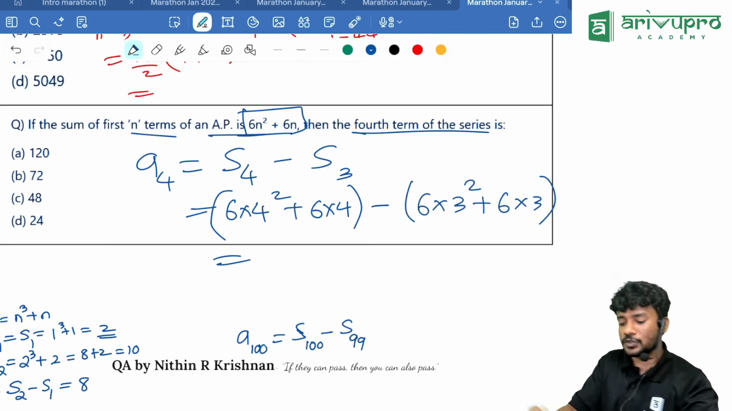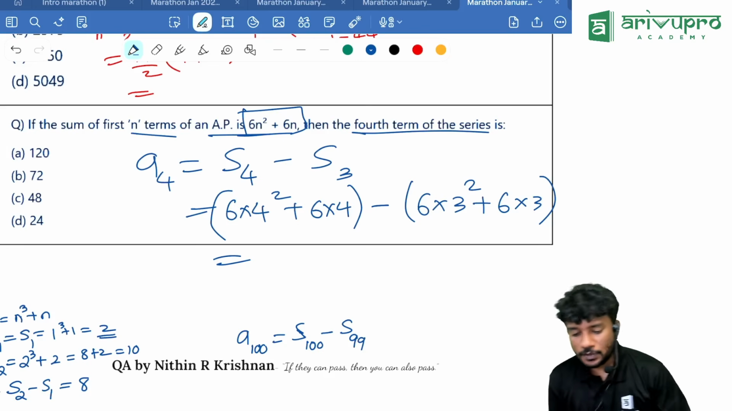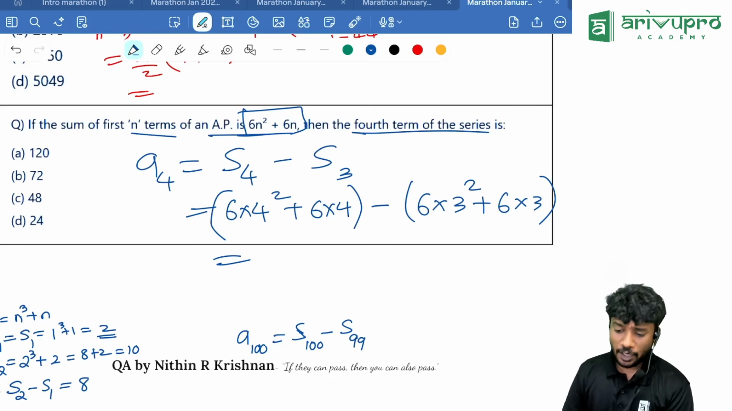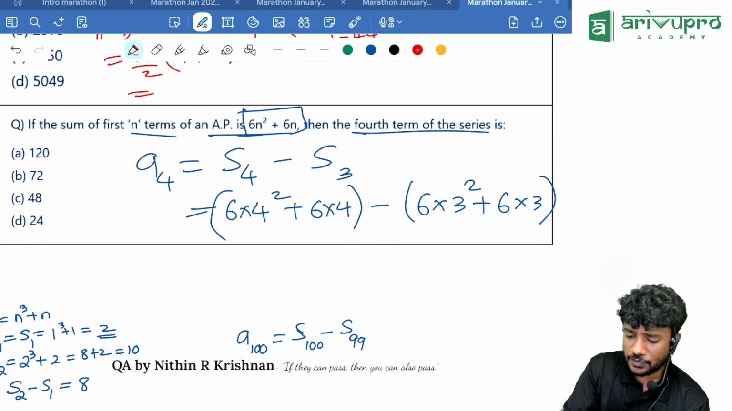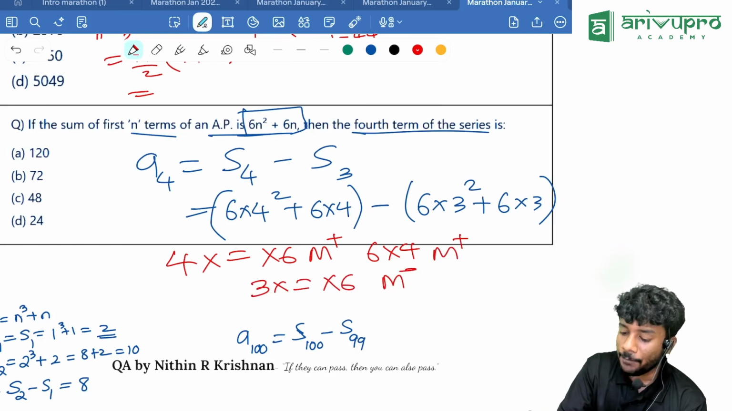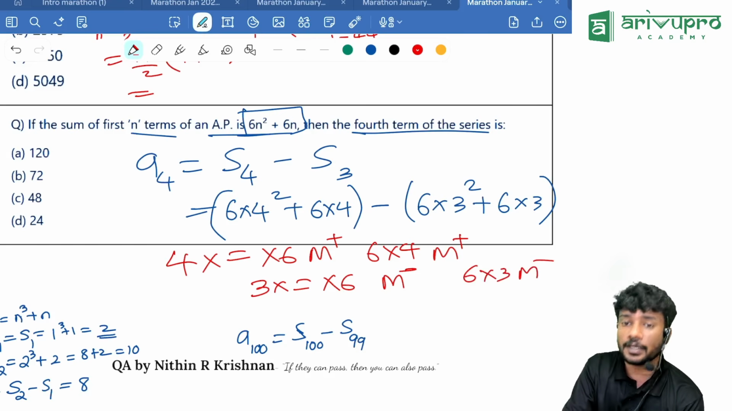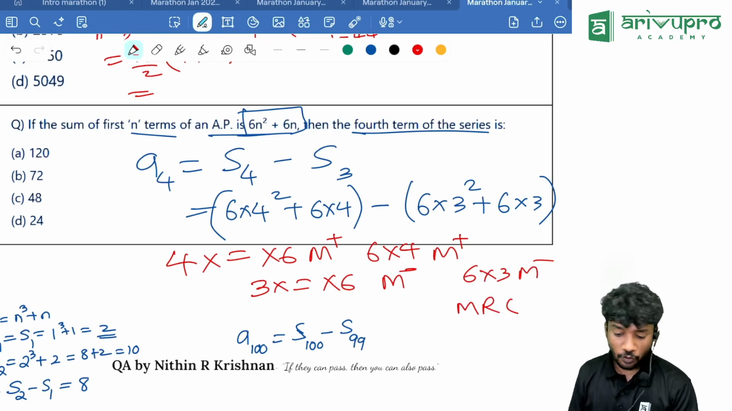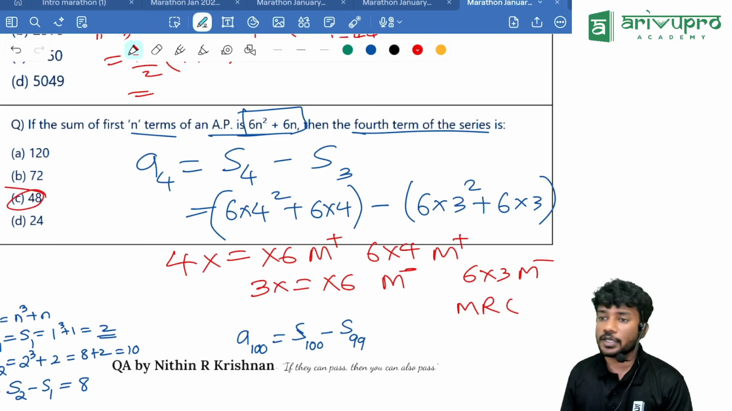Get me the answer. Use the calculator. Everyone got the answer? How will you use the calculator? First you will find 4 square, multiply it with 6, M plus. Then 6 into 4, M plus. Then 3 square, multiply it with 6, then you will click M minus, because the sign will change. Then 6 into 3, M minus, finally MRC. How much is the answer? 48. Okay, option C, 48.